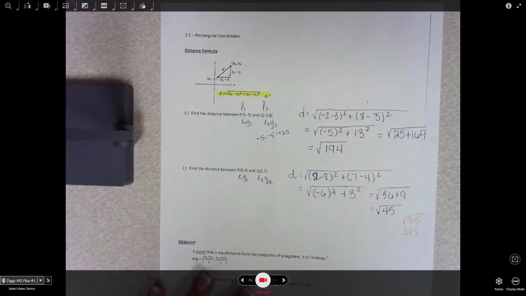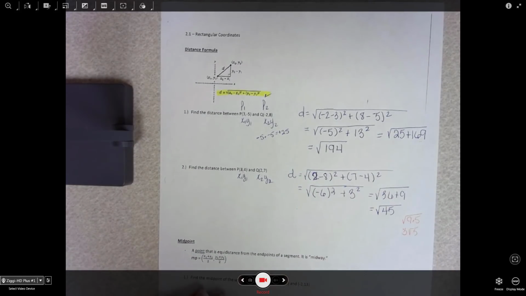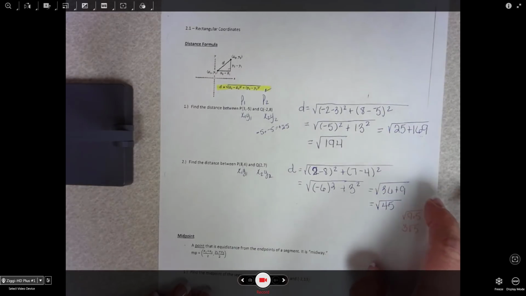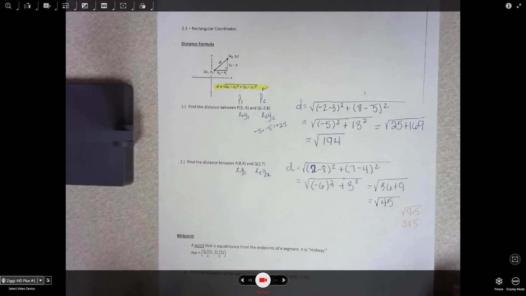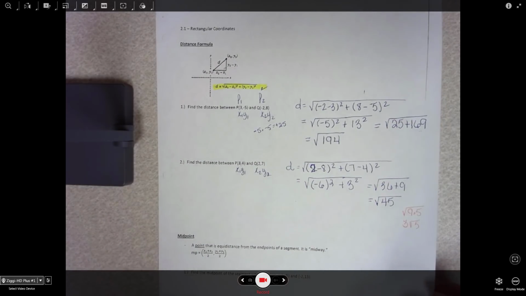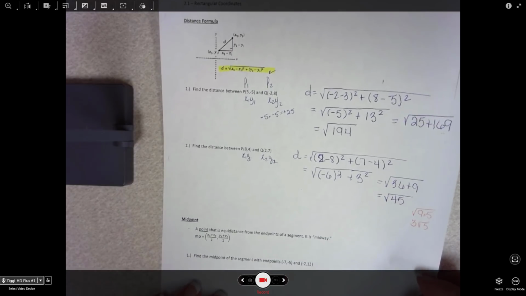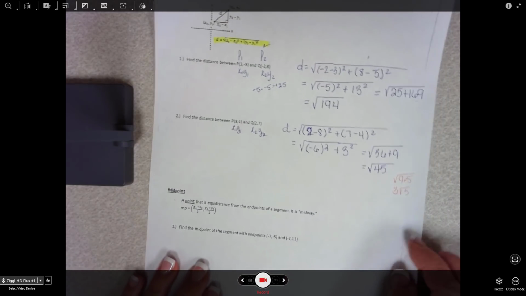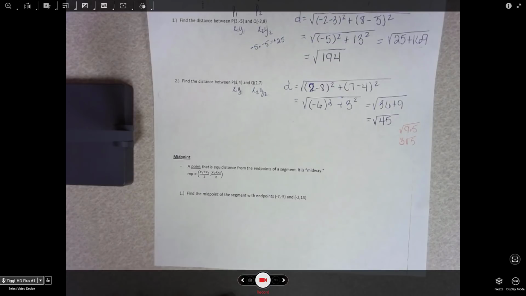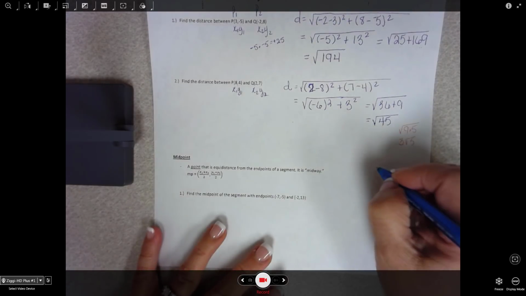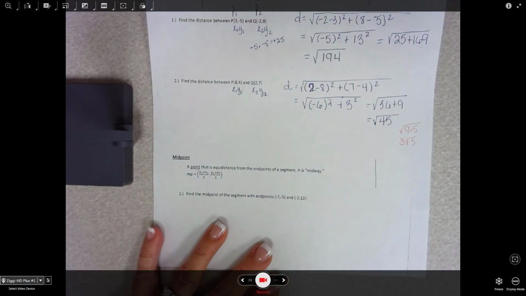Doesn't hurt to practice. So you have 3 really good ones to practice and make sure you know the distance formula, because we won't spend a whole lot of time on it. We're going to move on to graphing. But you need to know it. You're going to need to know it. And then lastly, and we'll just do one.